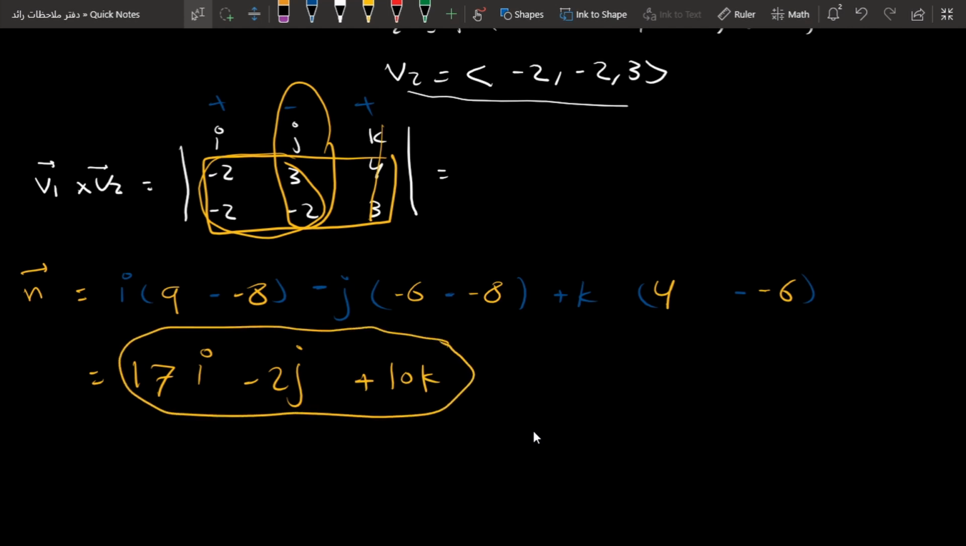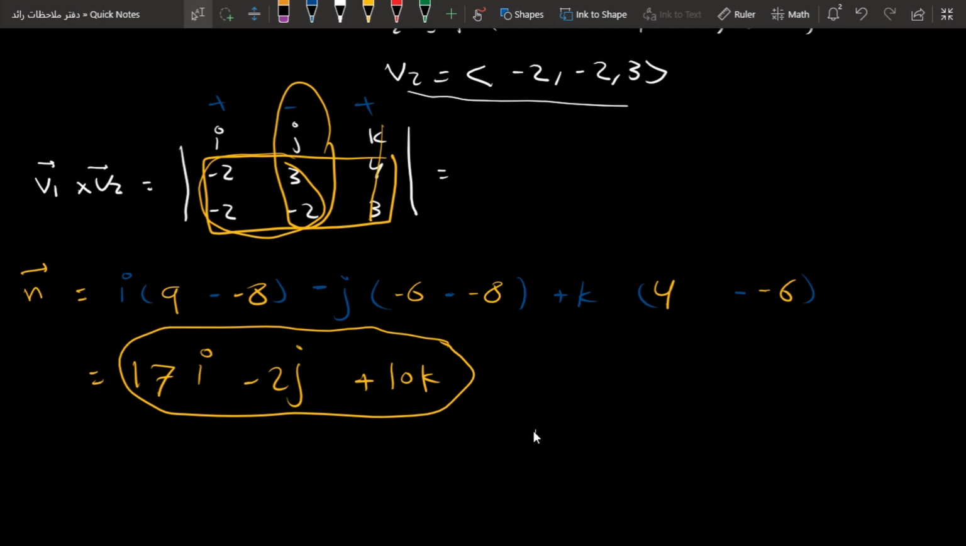أخذنا النورمال فيكتور. طبعا if you want to check, يعني إذا حاب تتأكد يلا اعمل dot product between v1 cross v2 dot v1 for an example. اضرب 17 times -2 is -34 and -2 times 3 is -6, which is -40, plus 40 which is 0. يعني هيك انت بتكون تأكدت انه this is the normal vector لانه طبقنا we applied the dot product between these vectors and we got 0.